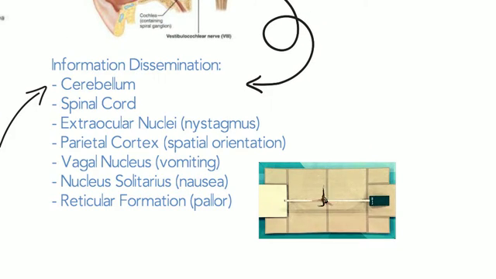The vestibular nuclei project from the pons and the medulla to many relevant locations: the cerebellum, the spinal cord, your extraocular nuclei, your parietal cortex for spatial orientation, the nucleus solitarius and vagal nucleus relating to nausea and vomiting respectively, and to your reticular formation regulating pallor.